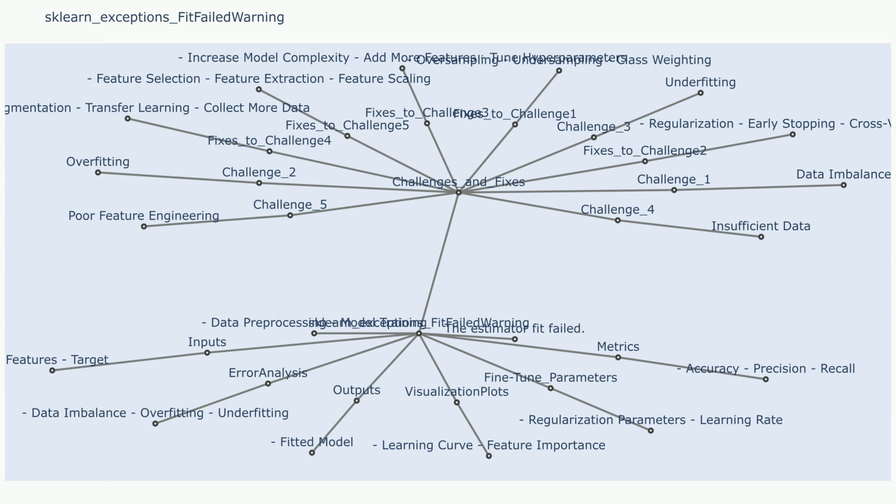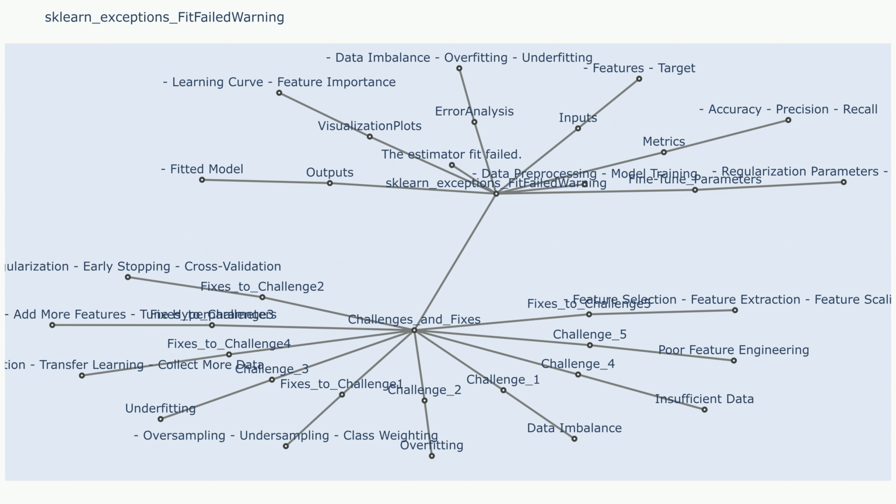Fine-tune parameters. Regularization parameters: these parameters help prevent overfitting by adding penalties to the model's complexity. Examples include L1, L2, and elastic net regularization.